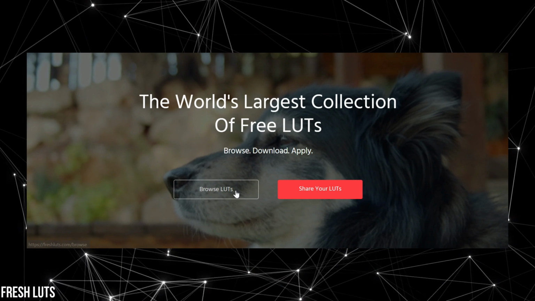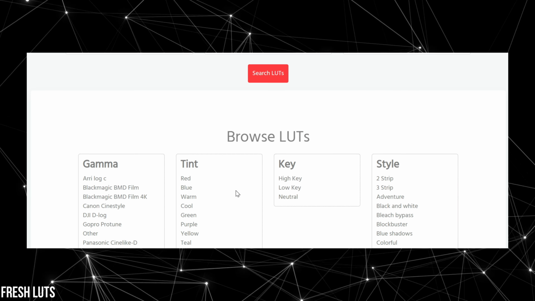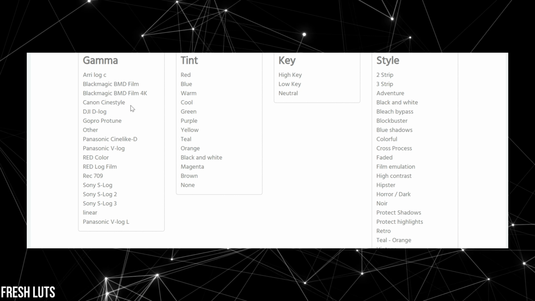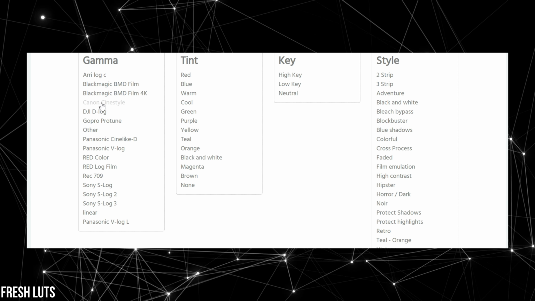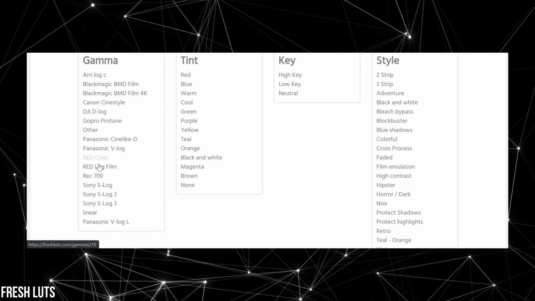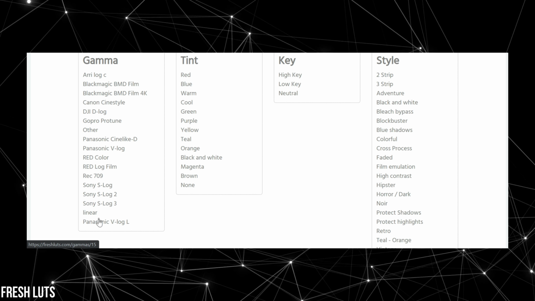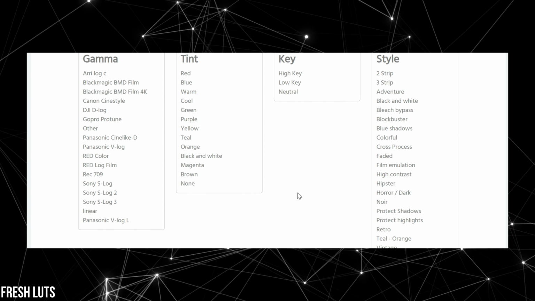So now we'll get into color grading, and this is only one website, but this website has been so useful for me, and this website is called Fresh LUTs. And like the name suggests, it is a website entirely filled with LUTs. What's really nice is you can, you know, just search for LUTs by the general tint or style that you're going for, but you can also search for LUTs based on the log profile that you're using on your camera. So you can use like the Sony S-Log or the Canon C-Log.